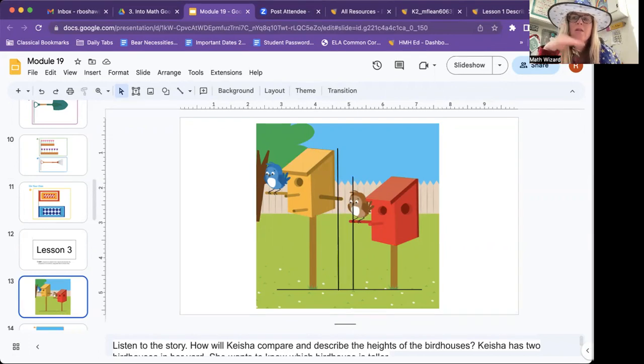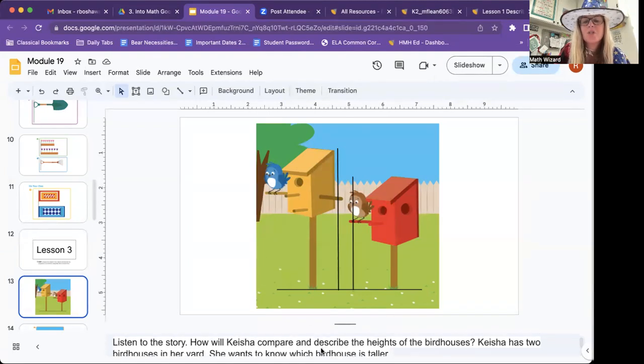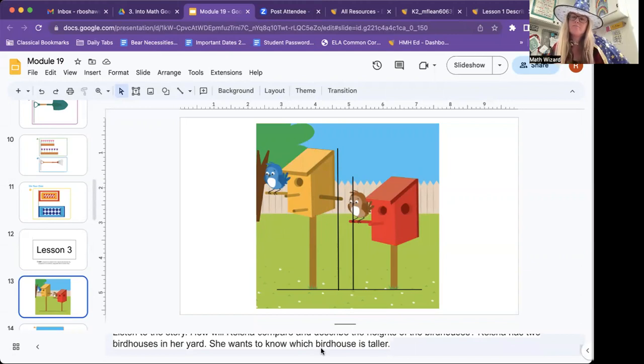So do you think the yellow birdhouse is taller or shorter than the red birdhouse? What do you think? And do you think the red birdhouse is taller or smaller? That's not the right word, is it? We don't want to use smaller. We want to use the real math word, which is shorter. Is it taller or shorter?